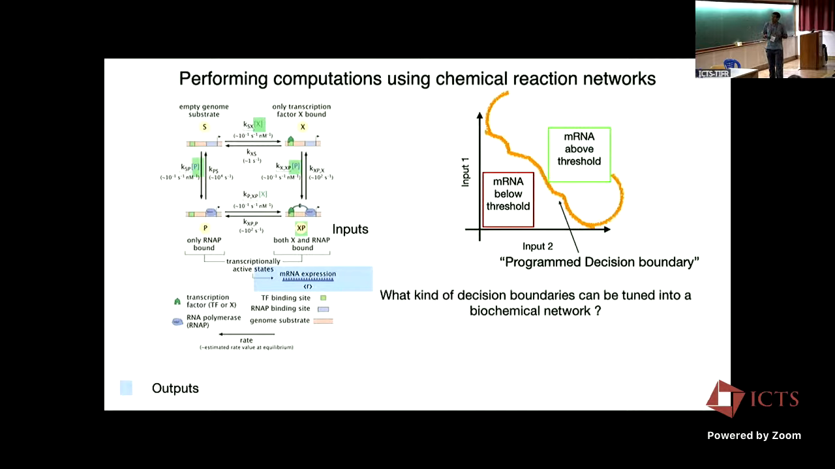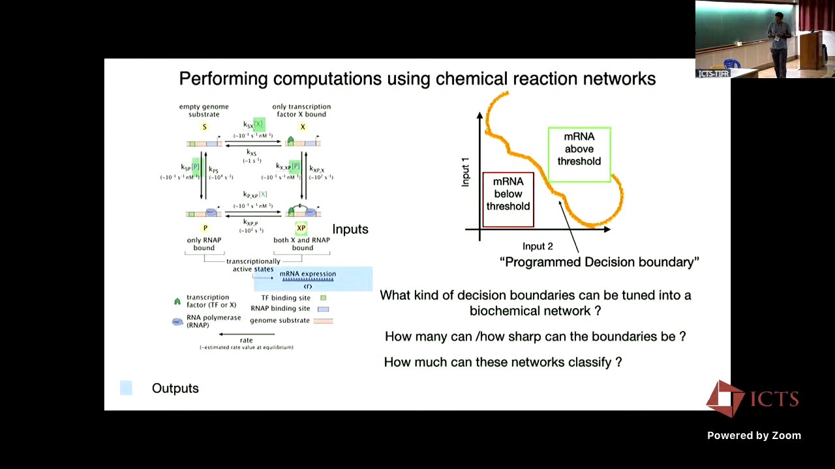Just to reiterate and re-emphasize the main framework of this talk, I'll be interested in understanding what kinds of boundaries can be tuned by a biochemical network, by a signal transduction network. I call them decision boundaries because they separate two different kinds of outputs. How sharp can they be? I'll clarify what this means as we go along, but for now, I'll just say how much can these networks classify. So for example, here, I just have two regimes, a regime with low mRNA and a regime with high mRNA rates.